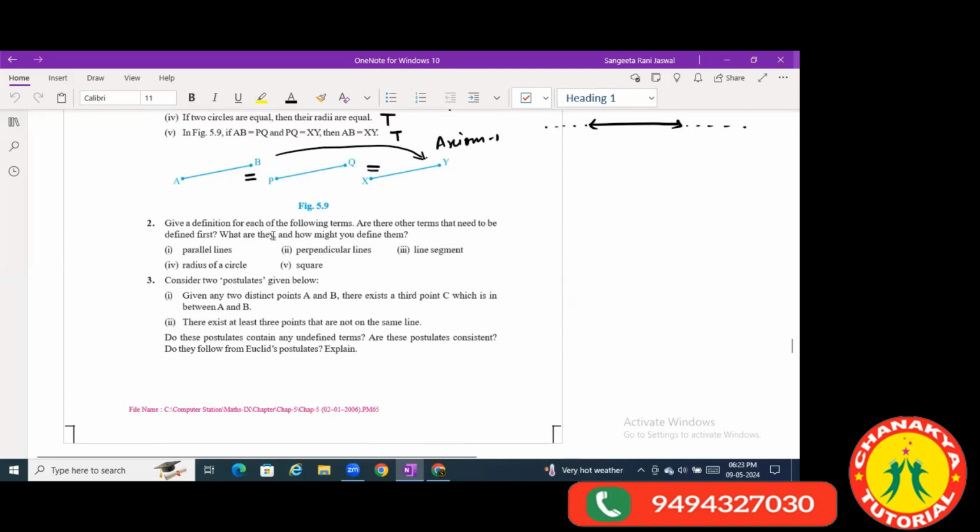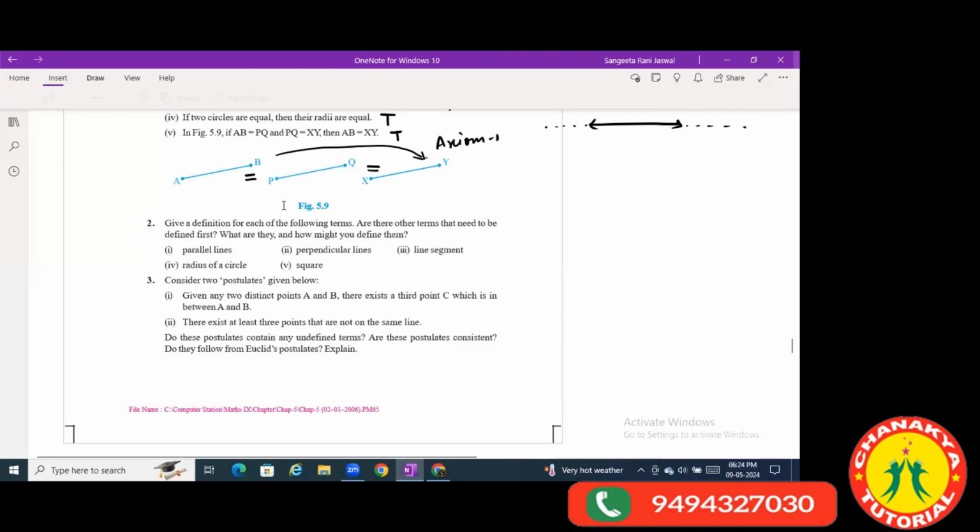Give a definition for each of the following terms. Are there other terms that need to be defined first? What are they and how might you define them? So, the first one is parallel lines. To define parallel lines, what do we need to define first? We need to define a single line first. To have two parallel lines, we need to have a single line.